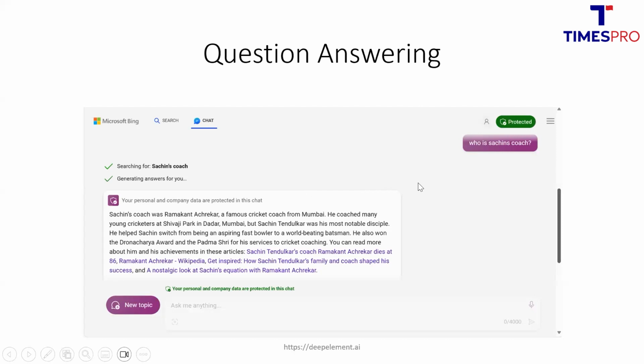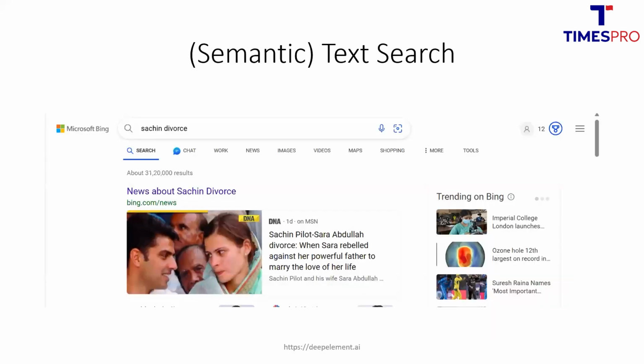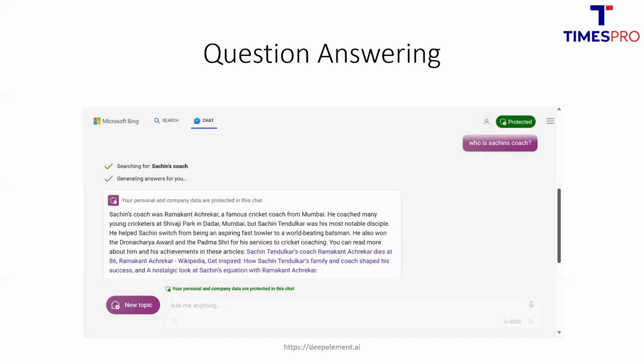So the main difference between the two searches is, one, the context has changed. The other is that in the simple text search, you get the most relevant documents, whereas the question answering system actually generates the right answer for you. Here you can see Sachin's coach was Ramakant Achrekar, etc. This answer is generated by the system. First it has to understand what the user is talking about, then get the relevant information and then generate the answer. All of these systems rely heavily on vector embeddings.